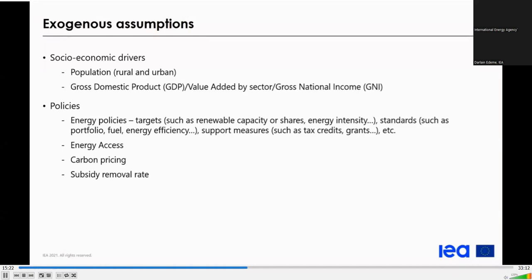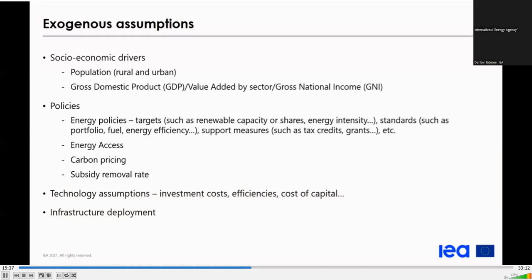Technology assumptions are key as well, including investment, efficiency of the technology, cost of the capital for deploying those technologies, as well as assumptions on infrastructure development. How long does it take to develop a hydropower dam, for example?